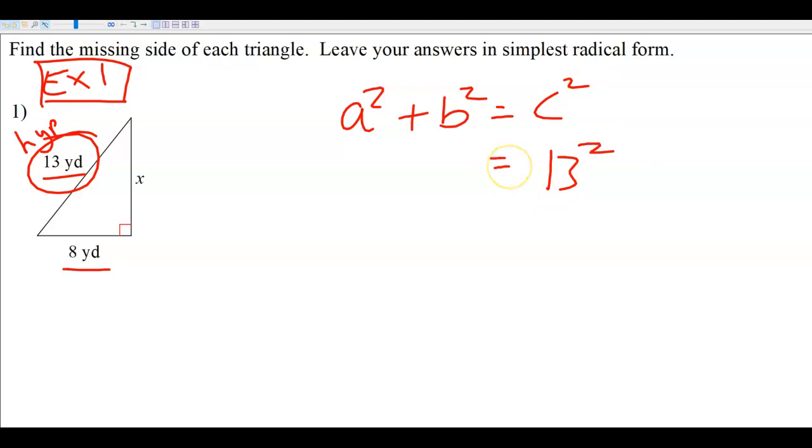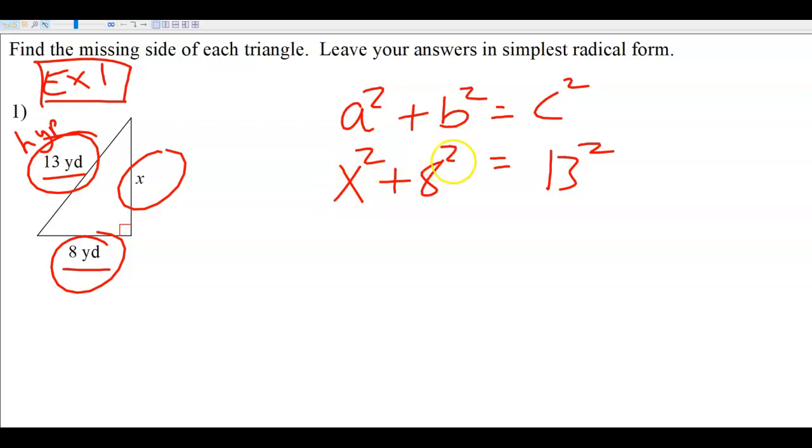The other two numbers are 8 and the unknown number, x. It doesn't really matter where you put those in the equation. They could be flip-flopped, so you could write x squared plus 8 squared, or 8 squared plus x squared. You'll get the same answer either way. But once again, what is important is that the 13 goes on this side because it is the hypotenuse. From here, we're just going to solve it out.